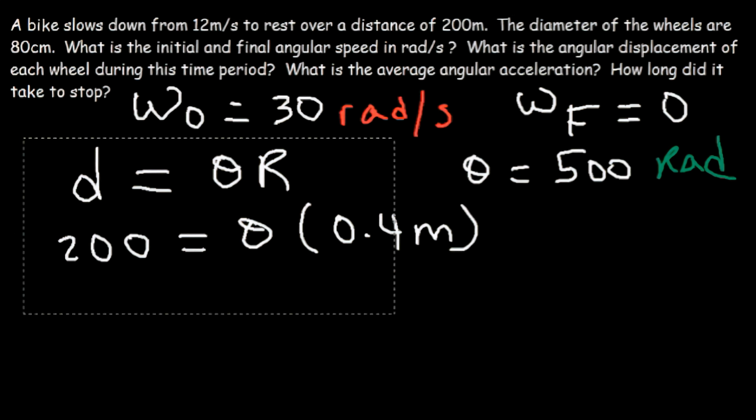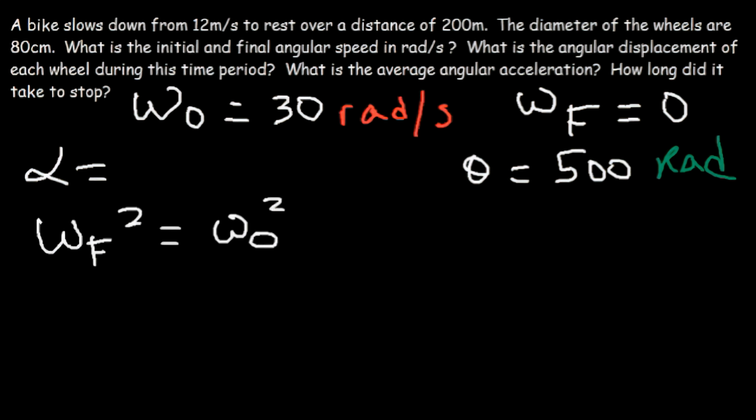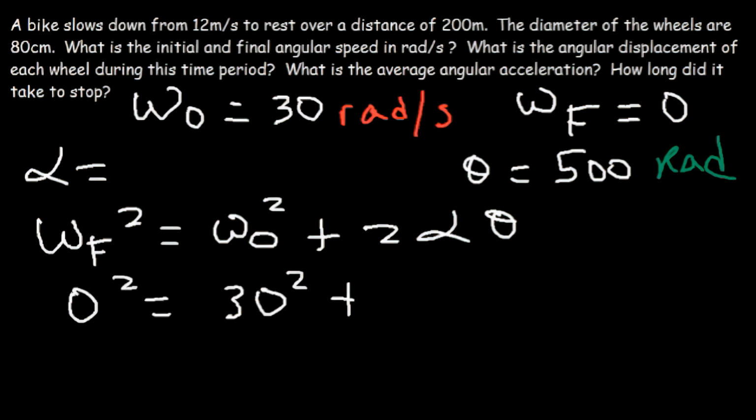So now that we have the angular displacement, how can we calculate the average angular acceleration? What equation has the initial and final angular speed, alpha and theta? So we need to use this equation. Omega final squared equals omega initial squared plus 2 times alpha times theta. So the final speed is 0. Initial is 30. And the angular displacement is 500.